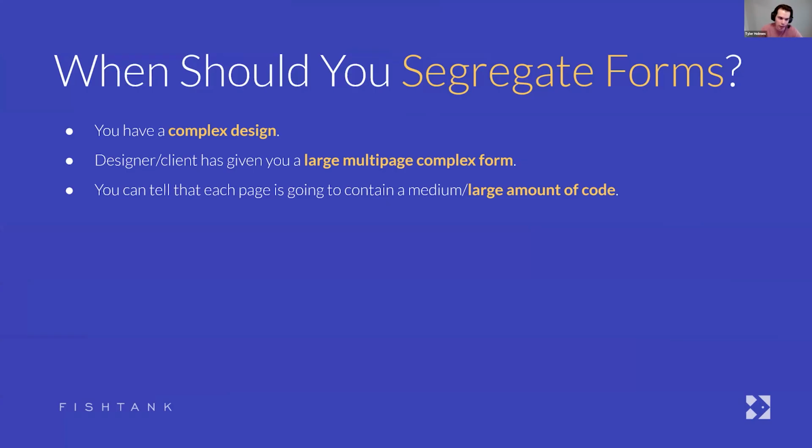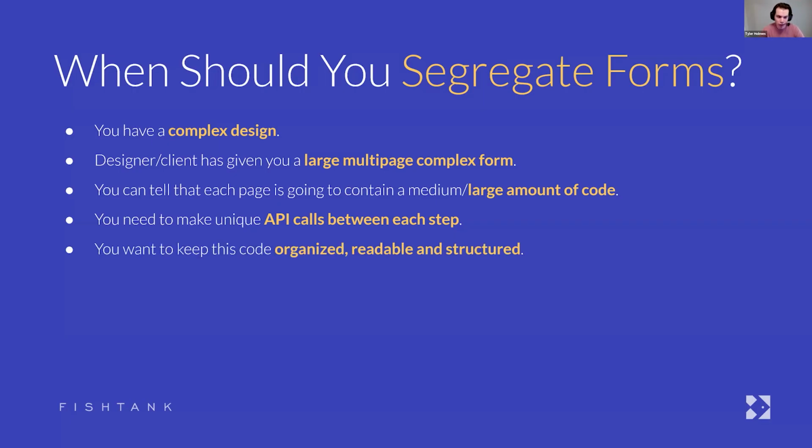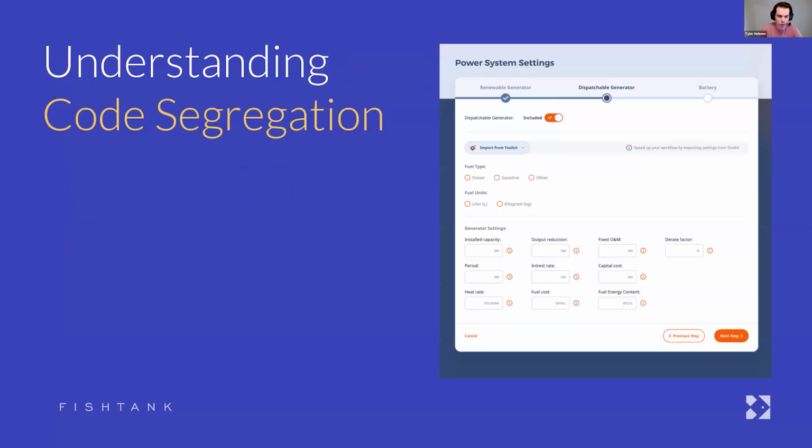You need to make unique API calls between each step. A lot of the times you need to make specific calls, just pull specific data, so you can do that on each individual step instead of all at once at the front. Or you just want to keep, like I said, your code organized, readable, and structured. This is generally apparent when you have multi-page complex forms. Here I have an example that I just pulled from Dribbble. This is just a quick example I pulled when I looked up forms on Dribbble. It's got all sorts of different points here.